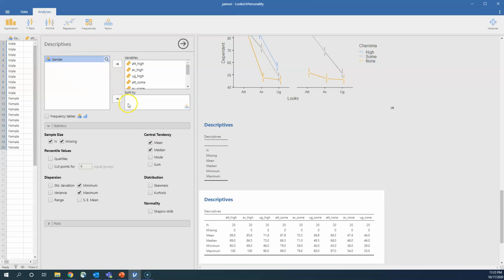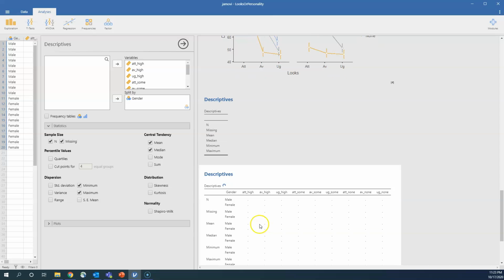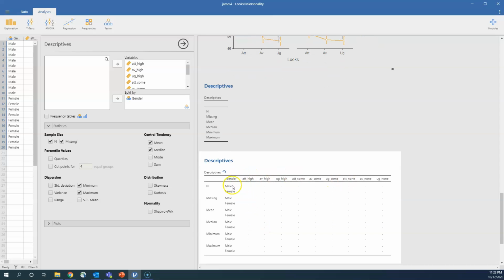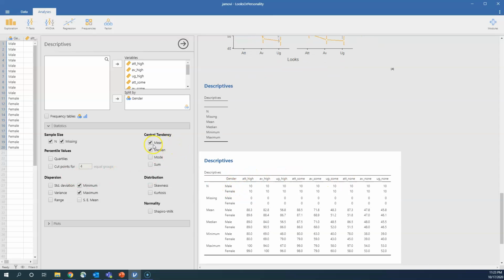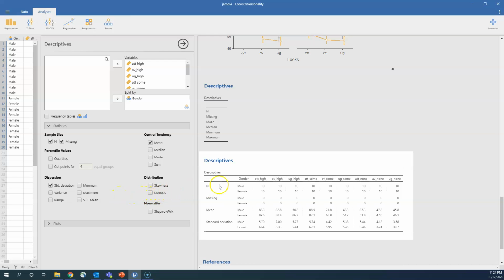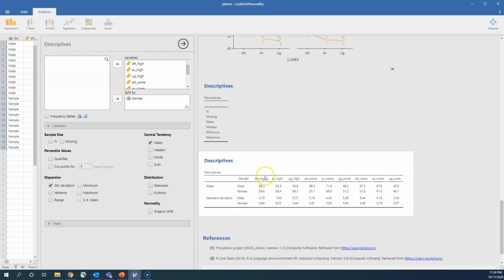You're going to split them by gender, so you have estimates of all those different things for males and for females. Now, we don't need the medians and we don't need the minimums and maximums, but we do need the standard deviations because our table has to include both of those pieces of information. So once we ask for those different things, actually I'm going to also get rid of the ends and the missings.